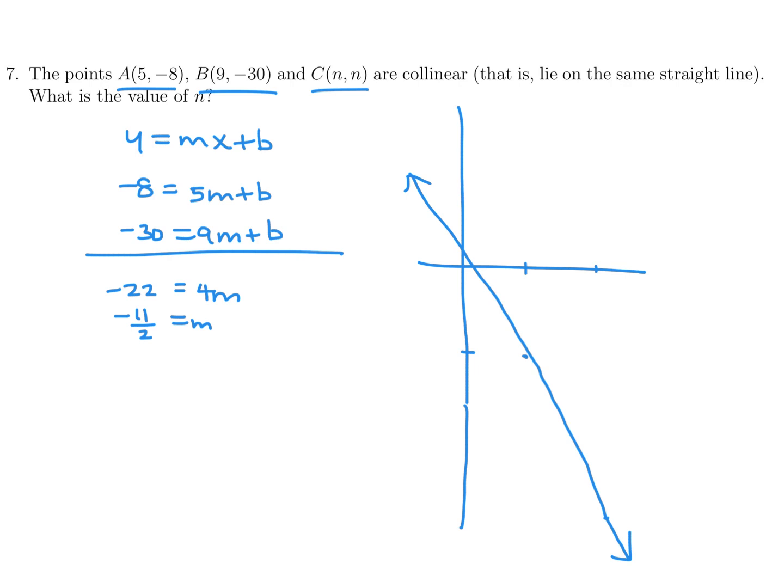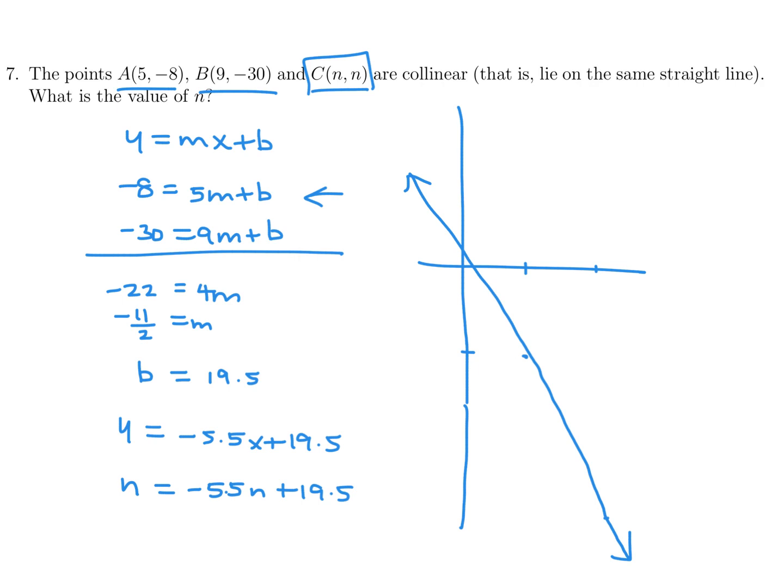And then if we substitute that back into any one of these and solve for b, you will get b equal to 19.5. I know I'm mixing fractions with decimals, but sometimes it's easier to do that. Okay, so now the equation, therefore, is y is equal to minus 5.5x plus 19.5. And then this point C, n, is on that line, so substitute n for y and x. So we do that, and then this would be 6.5n is equal to 19.5, and therefore n is 3.